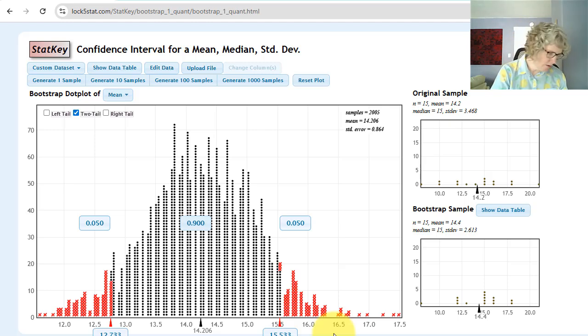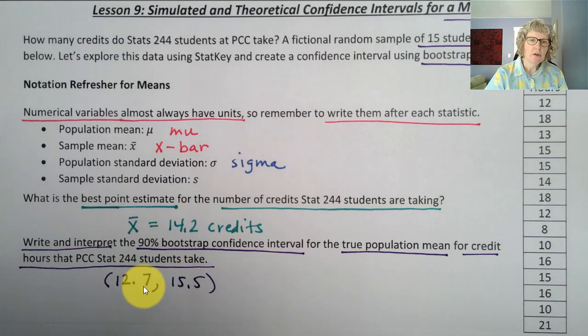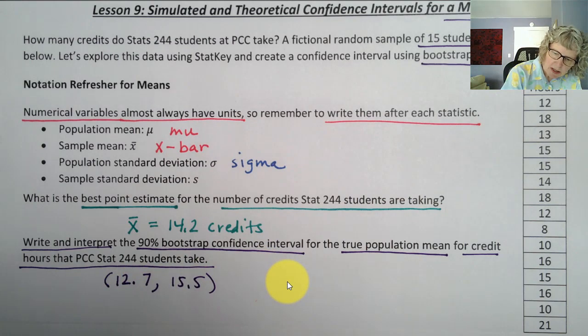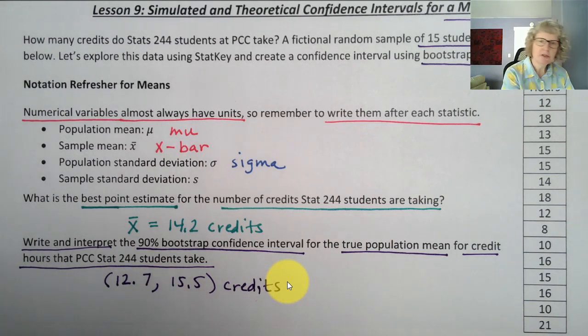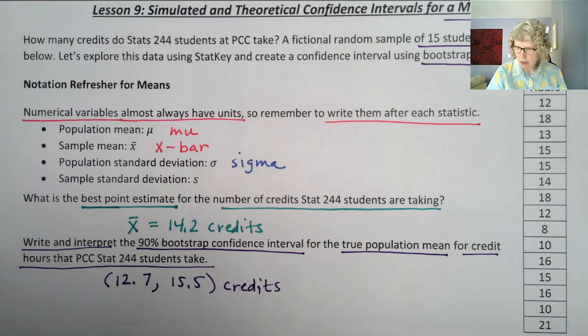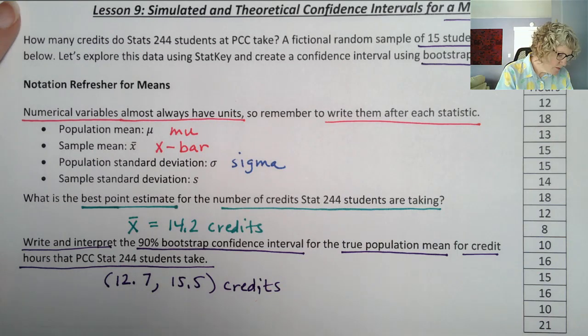Okay, so I'm going to write this down and then I'll go back to the notes. Okay, so I wrote down the 12.7 to 15.5, and I'm going to write credits after that. You could put it after each number, but I'm just going to write it one time. Okay, so let's write the interpretation I just mentioned there.